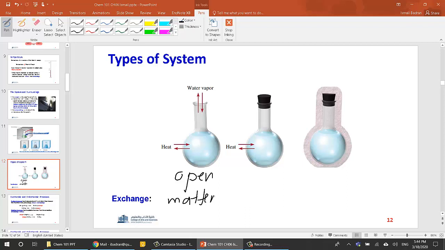Also, the heat can get out or enter the system through this flask barrier. If this is made of glass, it is not a very good insulator. Therefore, when you deal with glass containers and the flask is open, this is an open system. If you close this system and it's still made of glass, you cannot exchange matter, but Q can still get inside and outside. This is called a closed system.